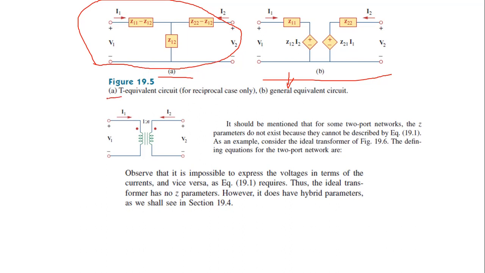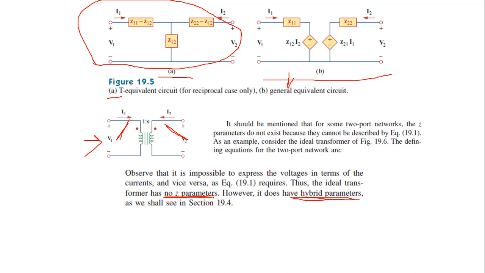Okay, so there are some devices where we cannot define the Z parameters. Now consider this case, which is a transformer. In the transformer there are no Z parameters. We cannot define the Z parameters, but we can define a parameter called hybrid parameters. Why? Because we cannot define the expression of voltage and current relating the transformers explicitly. So that's why the Z parameters are not available for transformers.